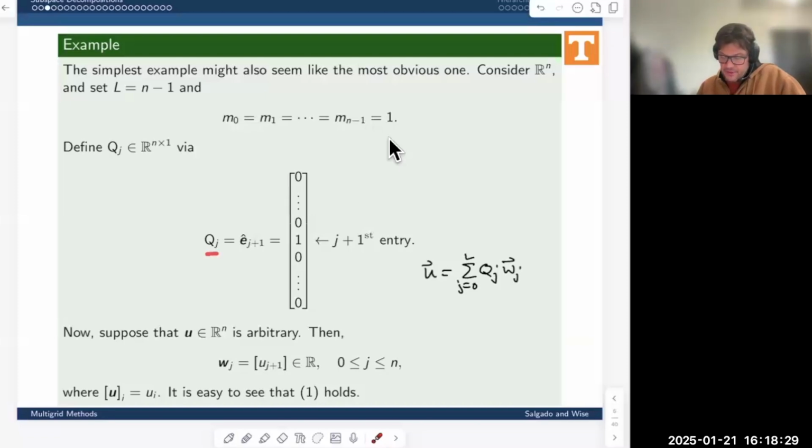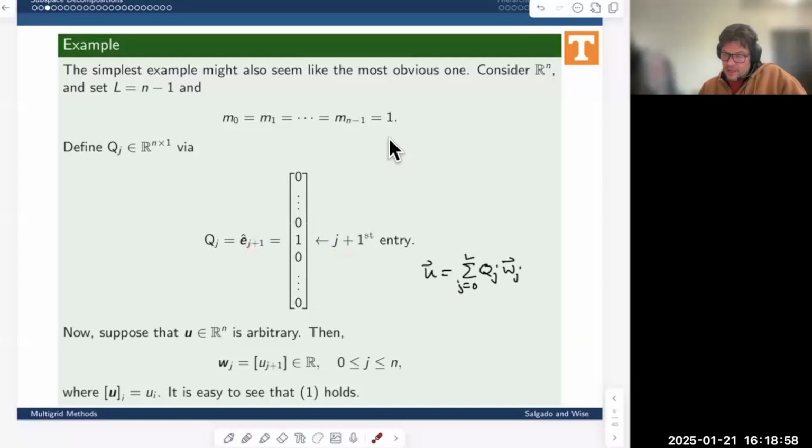So the Qj's I'm just going to take to be equal to these matrices. Now these matrices are very specific ones. They're the column vectors which have ones in the (j plus 1)st entries. I have to use j plus 1 because the counting starts with 0. So the first one corresponds to j equals 0, so that would be the first entry, which has a 1 in it. So these are just the canonical basis vectors.